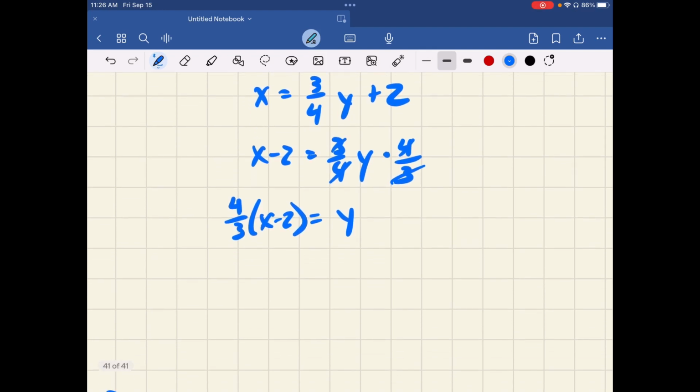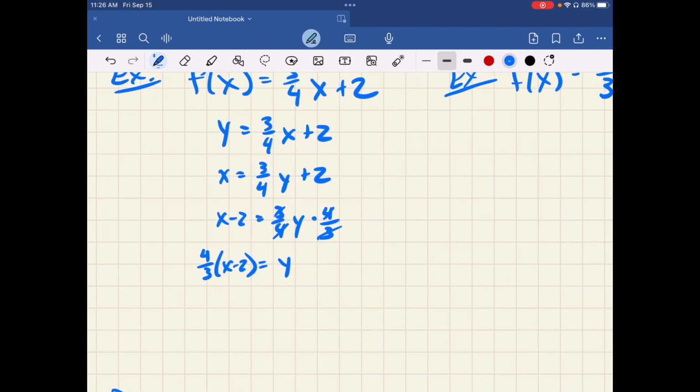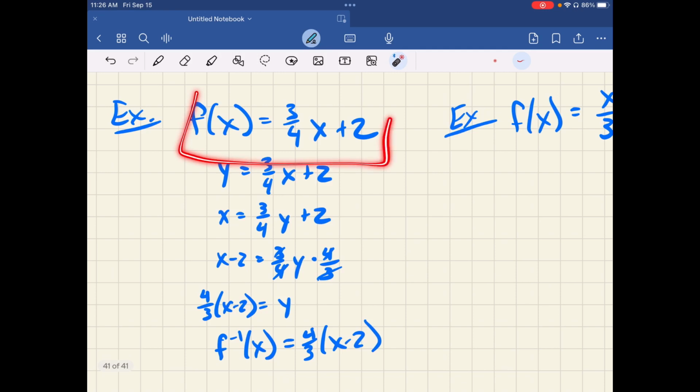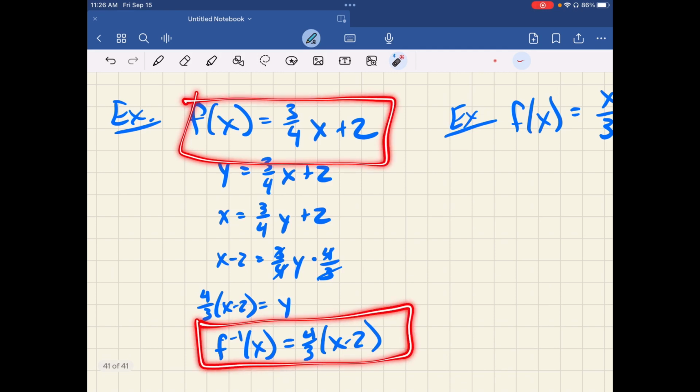Okay? Now then, the next thing I'm going to do is write this back in inverse notation. So I'm going to say f inverse of x. I'm going to change this y back into the f of x form, but now because I've switched my x and y and then solved, that's what indicates that it's the inverse. And then I'm just going to write the new function that I have, which is 4 over 3 times x minus 2. So now these two functions, f of x and f inverse of x, are inverses of each other.